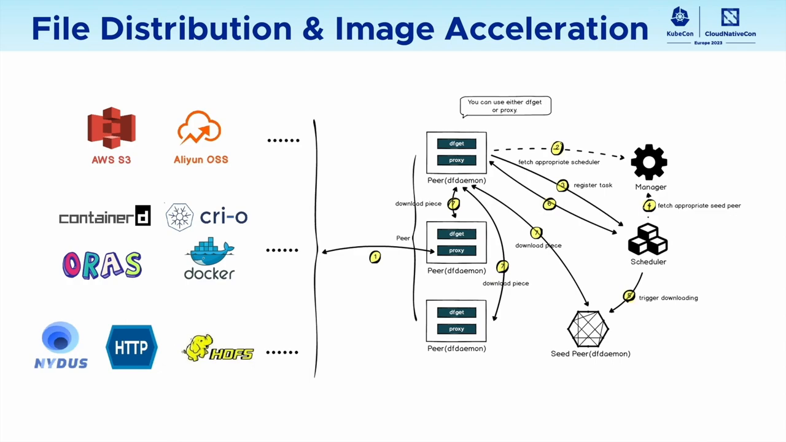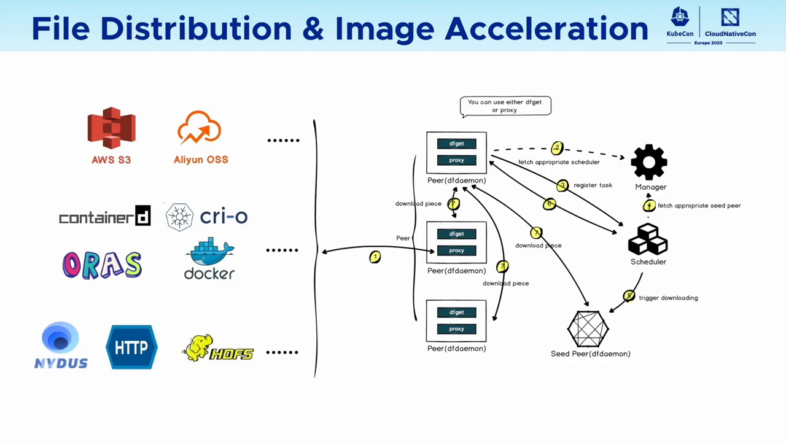Of course, we can see that Dragonfly can support different types of protocols for P2P transmission. Firstly, Dragonfly can support object storage such as AWS S3, Google Cloud Storage, Azure Blobs, and Aliyun OSS. Object storage is also a common solution for storing machine learning models. So Dragonfly can also provide service for inference models and accelerate the process of pulling models.